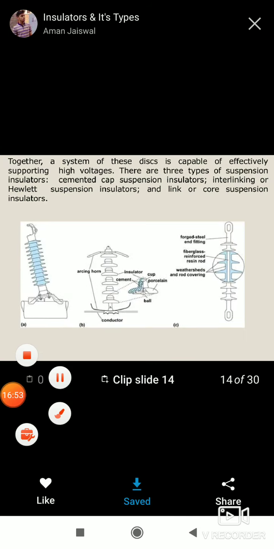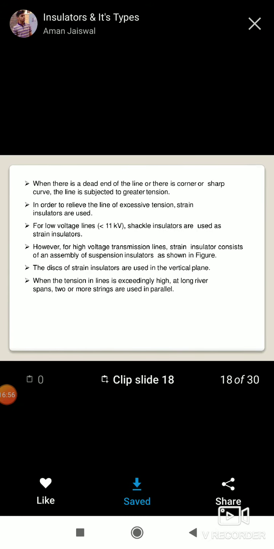Now we'll go for strain insulator. Each and every pin type insulator, suspension type insulator, and strain insulator is made of porcelain itself. We are not using glass, steatite, or polymer, because these are temperature dependent. If heat is generated, whatever the material, glass, polymer, or steatite will melt. That's why we are using only porcelain material.